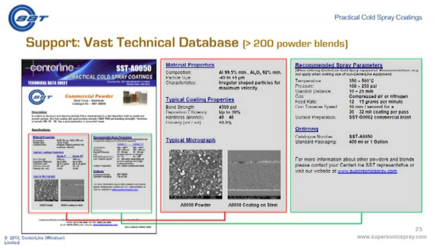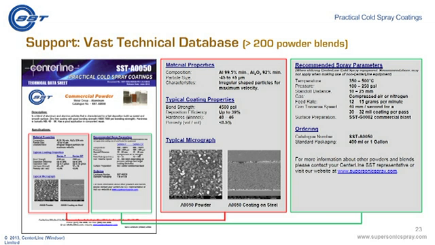Now here at CenterLine, we design and manufacture powder and powder blends to be used with our SST equipment. We have a vast technical database, over 200 powder blends. You've heard me mention the SST A0050 in the past. I'm just using this as an example to show you how we describe our powders in a technical data sheet.